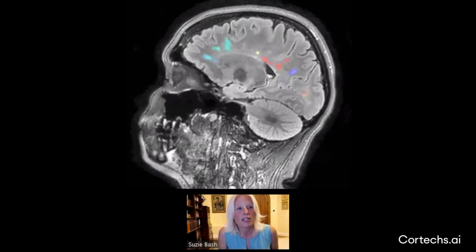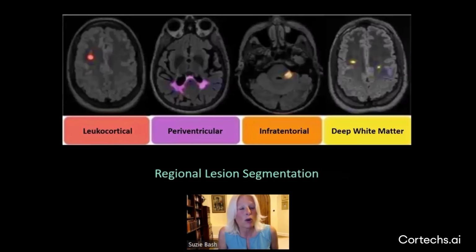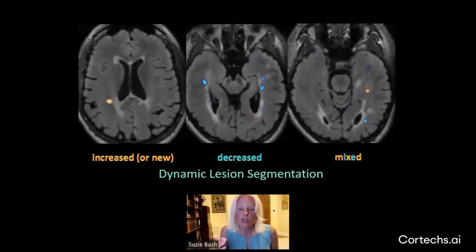The qMRI segments the plaques throughout the brain and also categorizes them according to their location. So you see here, red is juxtacortical, purple is periventricular, orange is infratentorial, and yellow deep white matter. But most importantly, the software detects which plaques are enlarging or are new and which plaques are shrinking in size versus stable. So this is extremely important.